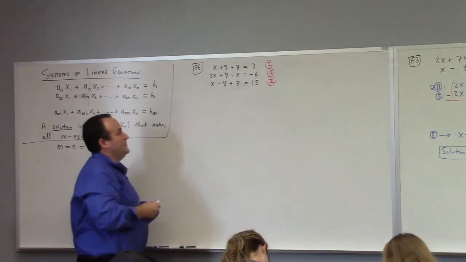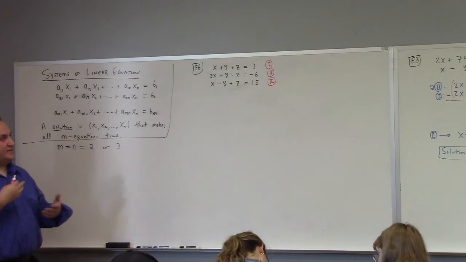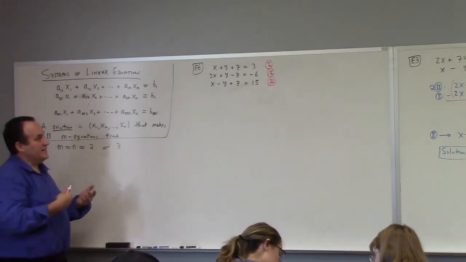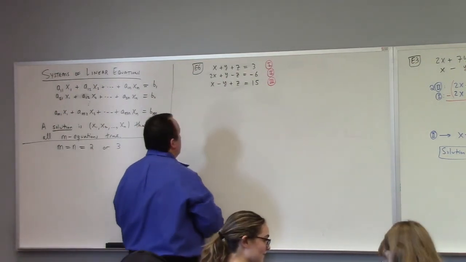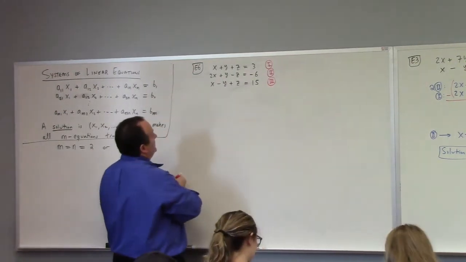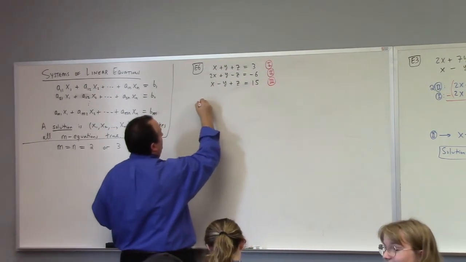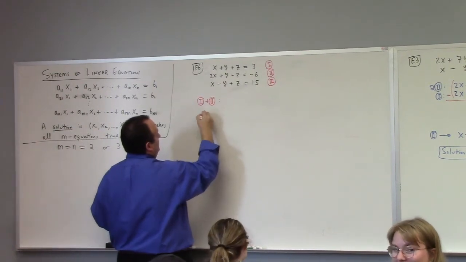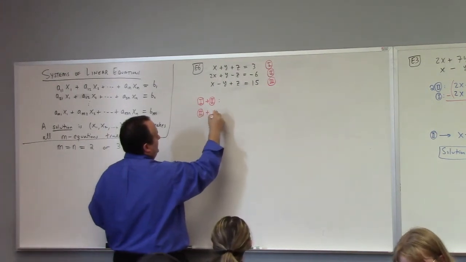All right, so elimination. The idea of elimination is to look at the equations and see if there's a pair that you could add or subtract or something to eliminate variables, right? So let me look at it this way. If I take equation 1 plus equation 2, what does that give me? And if I take equation 2 plus equation 3, what's that give me?